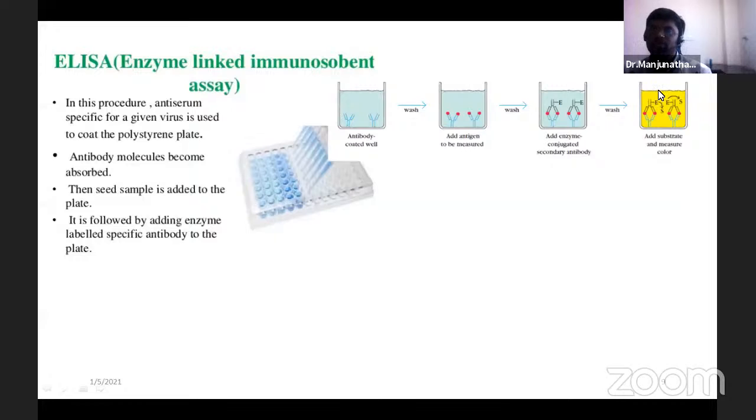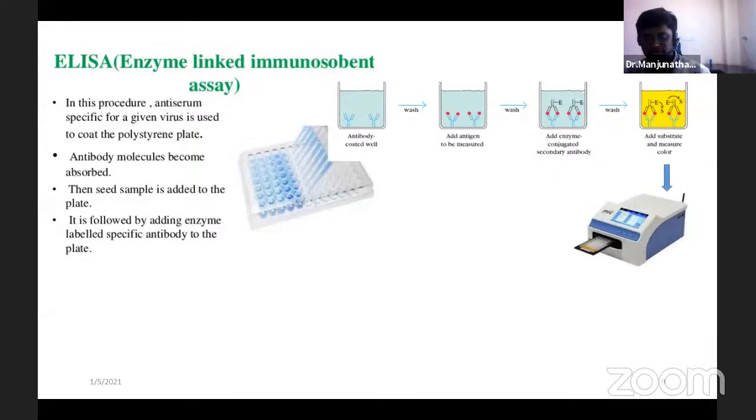If it is the virus, there will be a change in color. The intensity of color also depends on the concentration of virus particles present in that particular sample. This concentration we can analyze by using an ELISA reader.